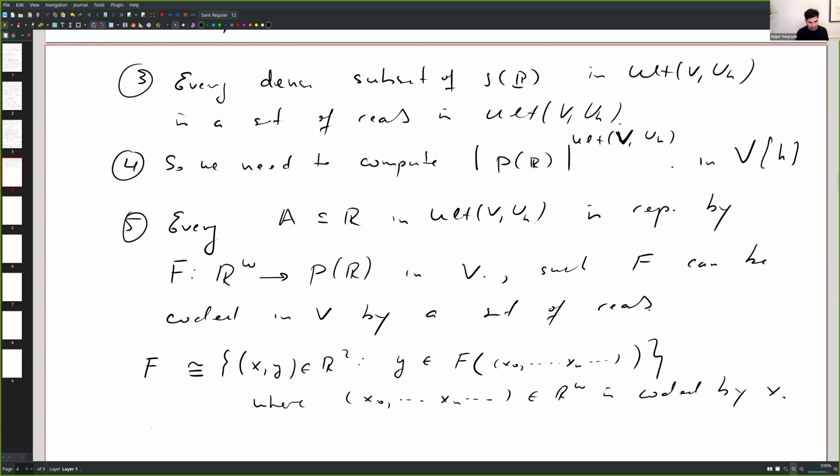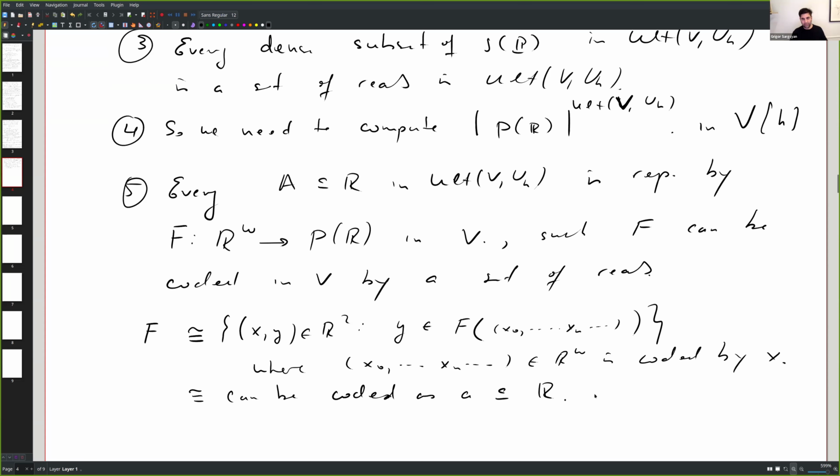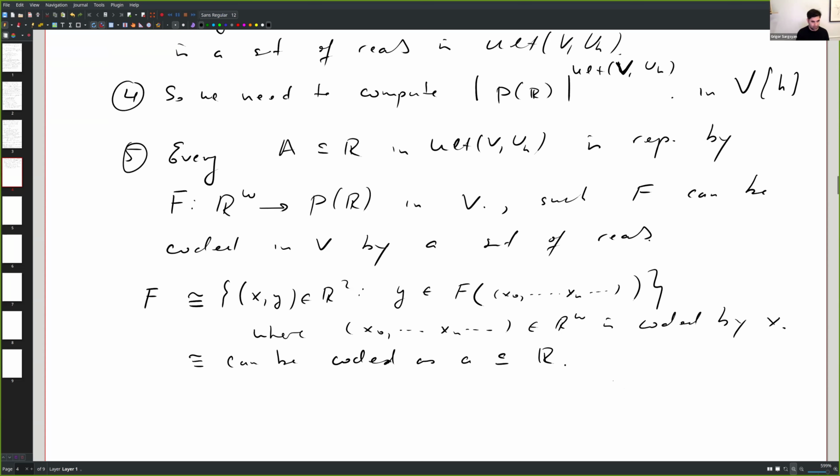And this can obviously be coded as a subset of R, right? Okay, so what did we show? Every set of reals in the ultra power is coded by a set of reals in V. That means the cardinality of the set of reals in the ultra power is the same as the cardinality of the set of reals in V.